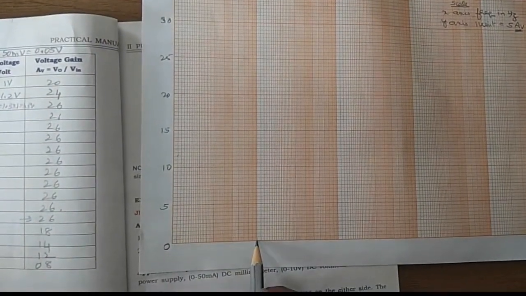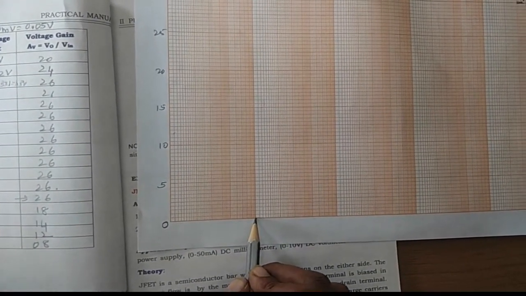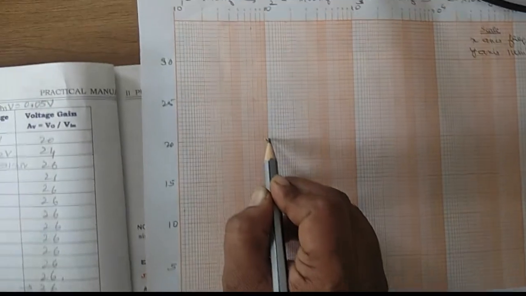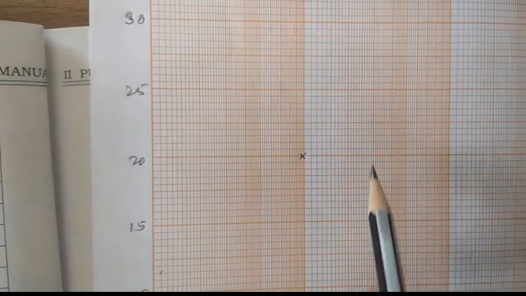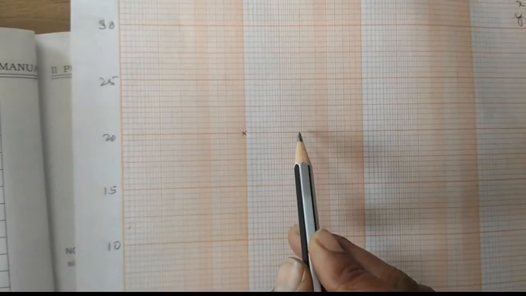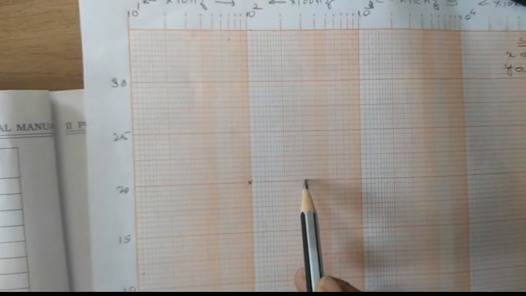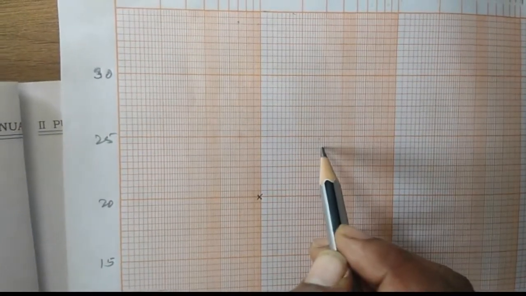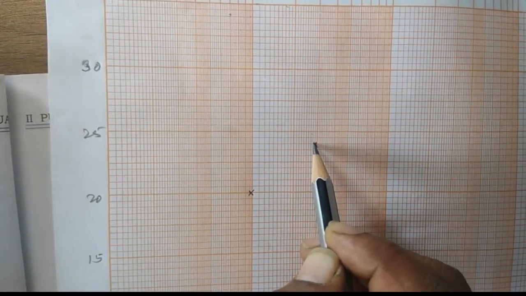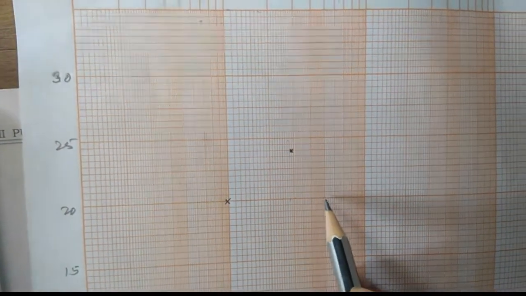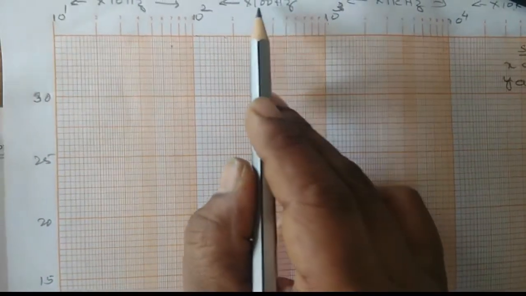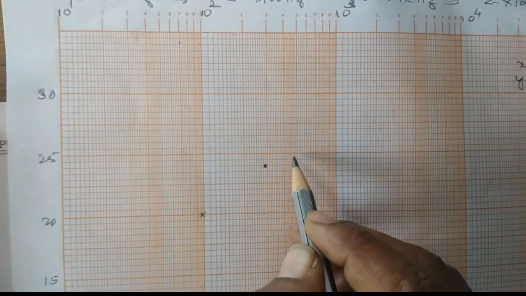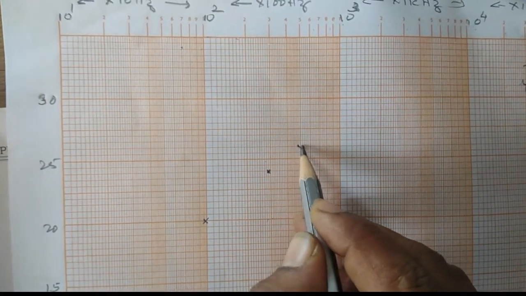100 hertz is this. For 100 hertz, I am getting 20. Mark it. Then 300 hertz is this line. I am getting 24. See, 10 divisions is 5, which means 2 divisions is 1, so 24 will come here. Then for 500, this is 500, you are noticing it. For 500 I am getting 26.